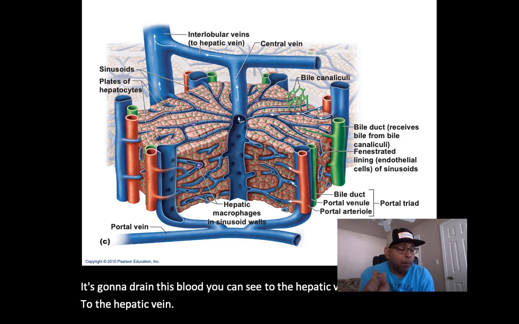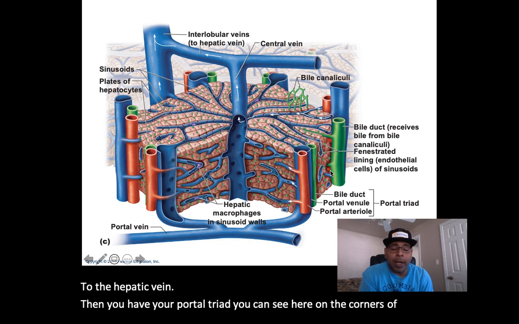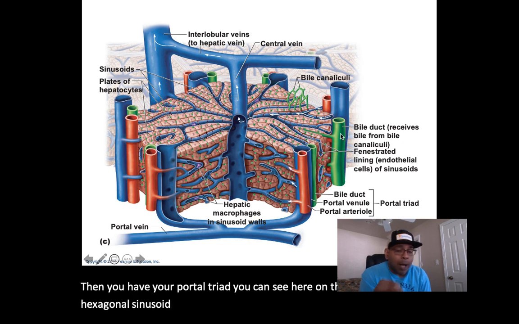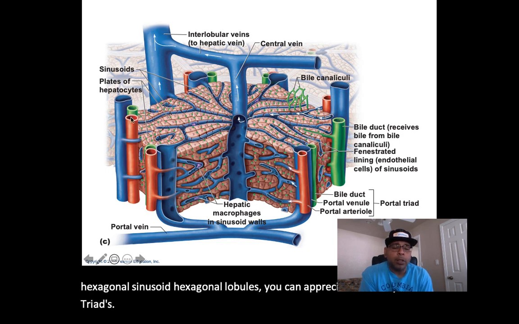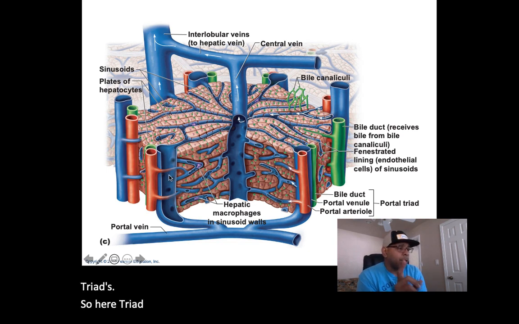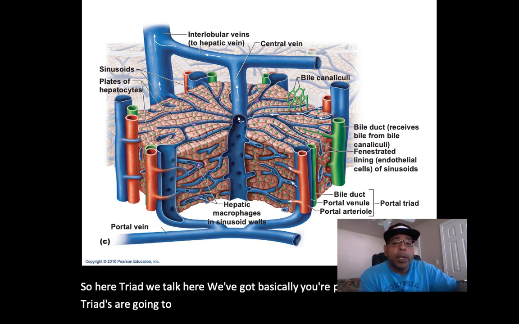Then you have your portal triads. You can see here on the corners of the hexagonal lobules, you can appreciate these triads. Here we've got your portal triads. These triads are going to be presenting with three basic structures.